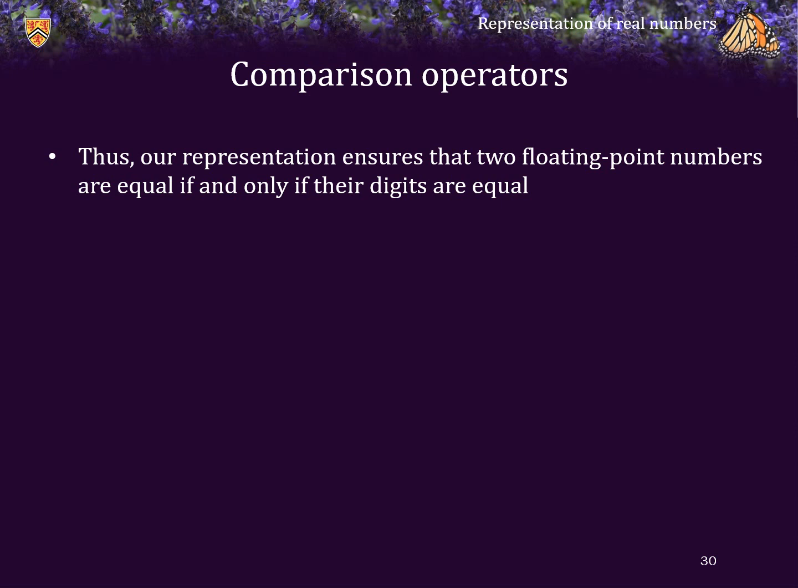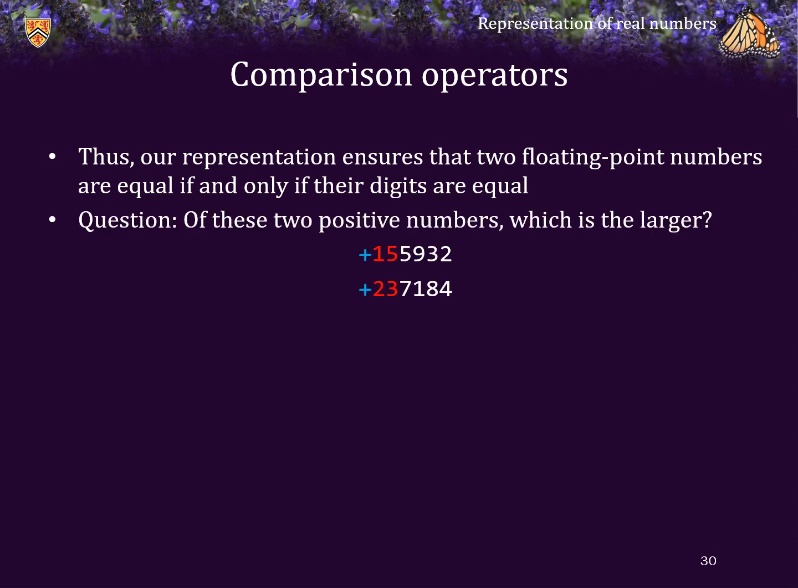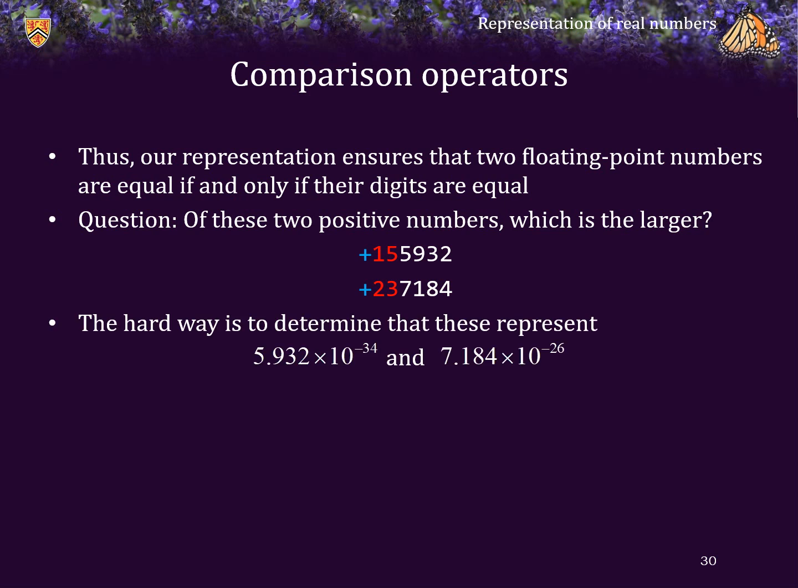Consequently, we can compare two floating point numbers to see if they are equal simply by comparing the digits. All right, so therefore we know immediately that because these two floating point numbers have different digits, they represent two different values. But which one of these two is now larger than the other? Well, the hard way to go about this is to actually determine what the two values are and say perhaps subtract one from the other and see if the result is positive or negative. But that's actually performing a lot of computations just to see which is larger.